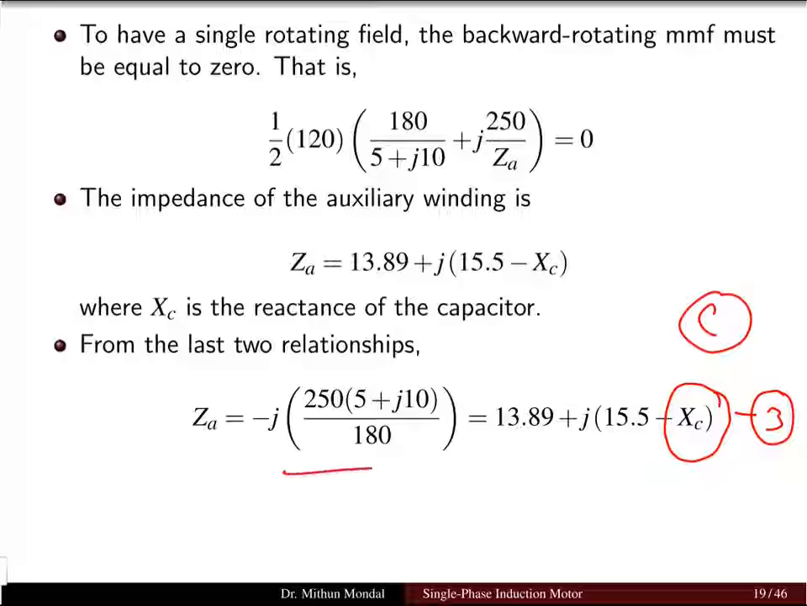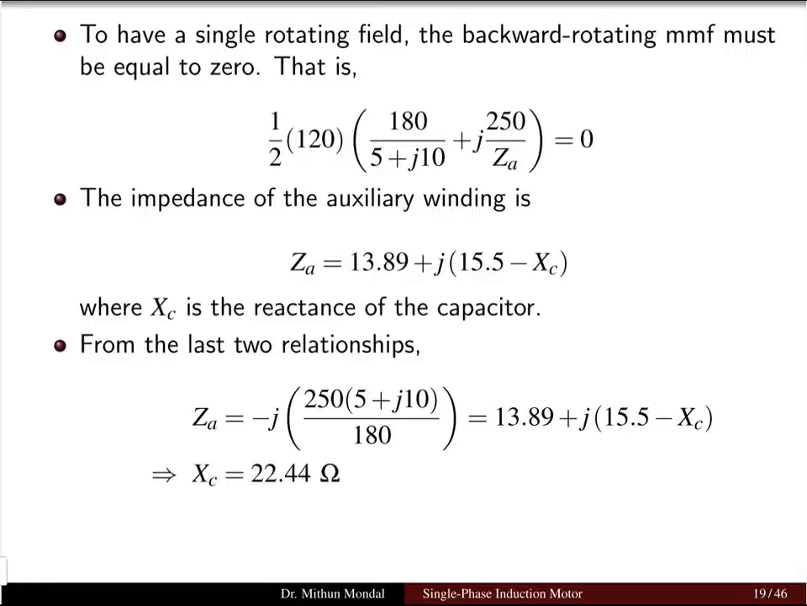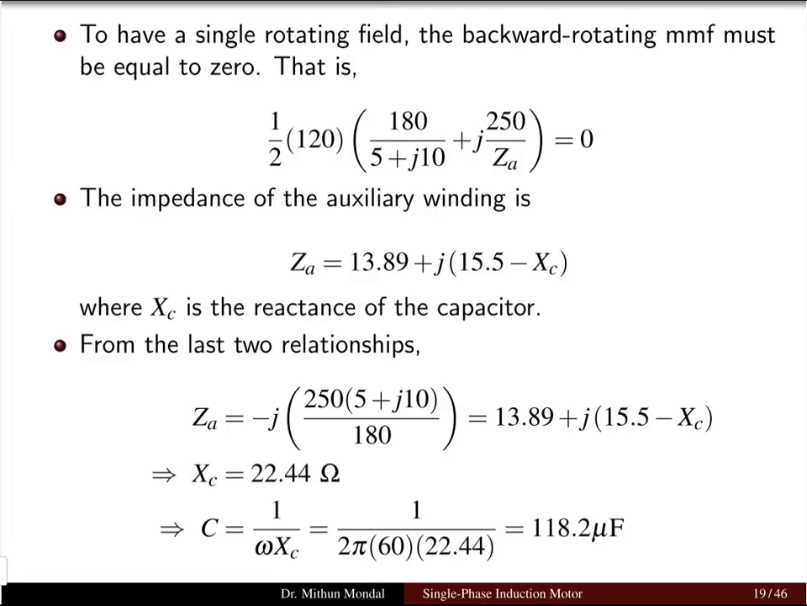So if we equate the LHS to the RHS and solve it, we get the value of Xc as 22.44 ohms. Now this is the reactance. Actually we need to obtain the capacitance. So the reactance is nothing but 1 by omega C, where omega is 2 pi f, the frequency is given to be 60 hertz, and the Xc value is 22.44, which we have calculated. If we solve this equation, we get 118.2 microfarad as the capacitor that needs to be included in the auxiliary winding.